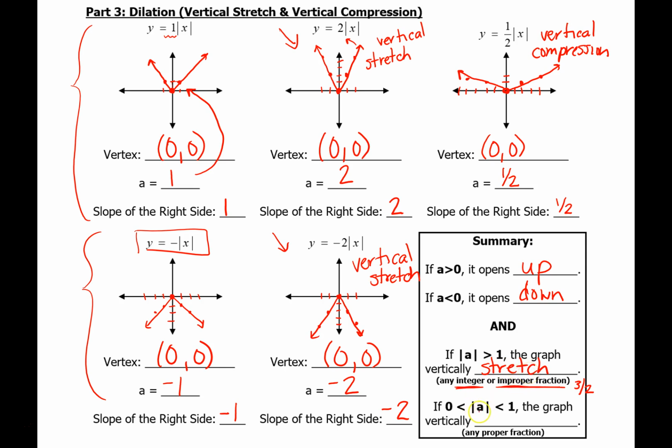If the absolute value of the a value is between 0 and 1, meaning it's a proper fraction, like 1/2 or 1/3 or 1/4, the graph is going to vertically do what this third one did. It's going to compress.